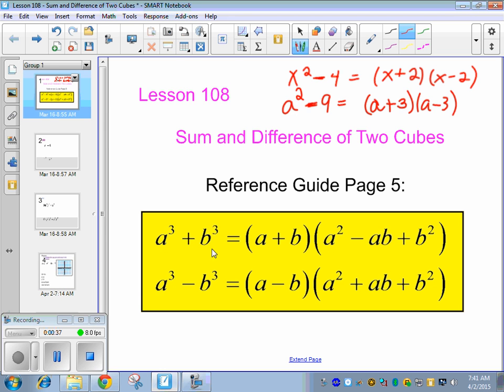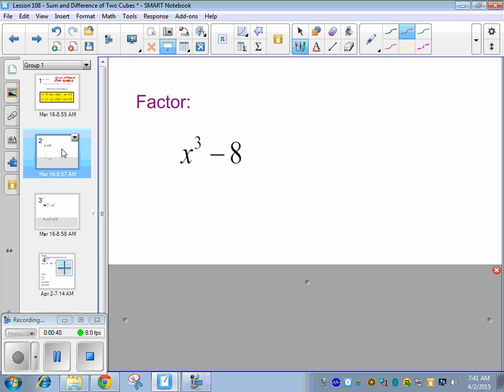Okay? But when you get to cubes, we're going to use this formula. So a cubes problem will look like this. I have x cubed minus 8. The formula for the negative one when we factor is (a minus b)(a squared plus a times b plus b squared). So what we have to find is the cube root of each of those. The cube root of x cubed is x, and the cube root of 8 is 2.